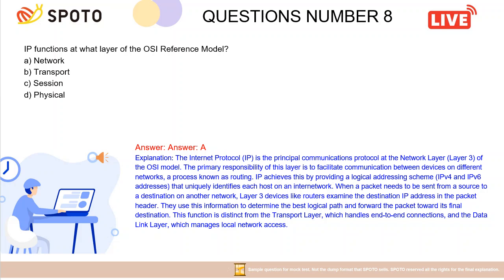When a packet needs to be sent from a source to a destination on another network, Layer 3 devices like routers examine the destination IP address in the packet header. They use this information to determine the best logical path and forward the packet toward its final destination. This function is distinct from the transport layer, which handles end-to-end connections, and the data link layer, which manages local network access.